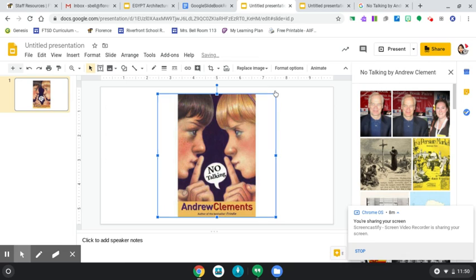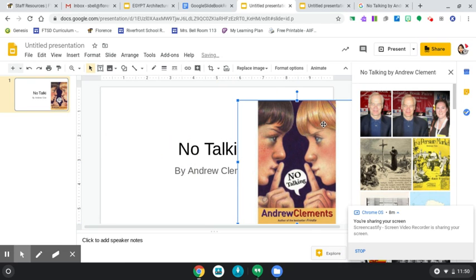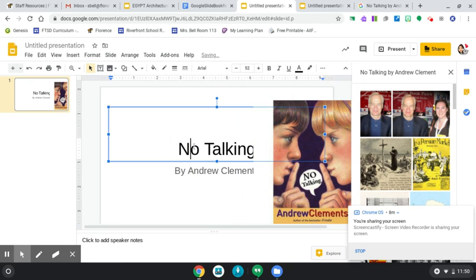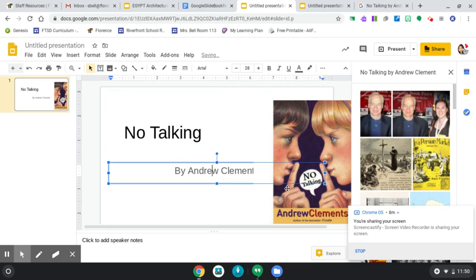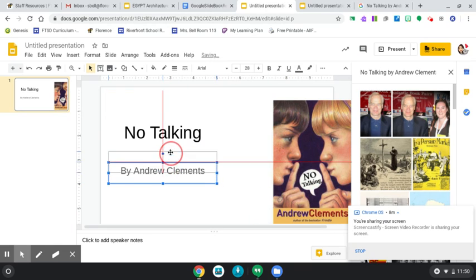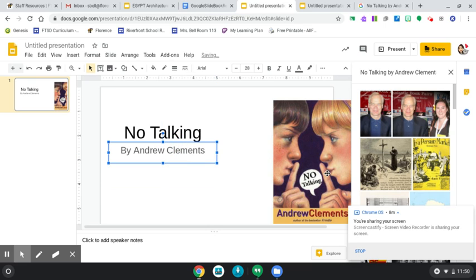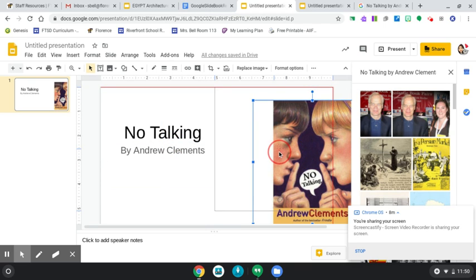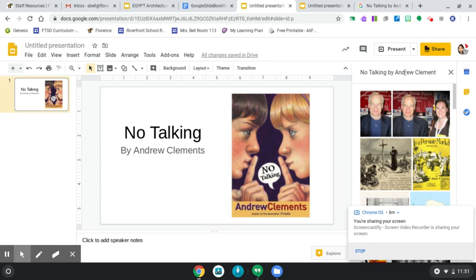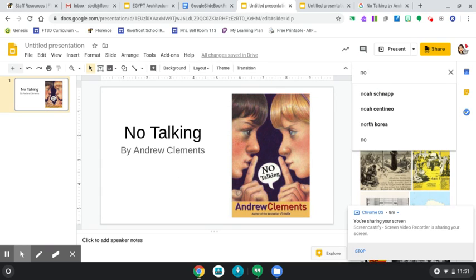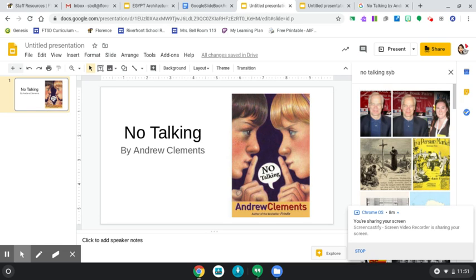Okay, so I'm going to move this guy over here for a second because now I want to think about how I want to lay my words out. I'm actually going to do a side-by-side setup. So I'm going to move my title up like this. I'm going to move the author's name over so that it's underneath the title, just like that. Then I'm going to be able to move the picture over so that it takes up the other half. I also would like to do a no talking symbol.